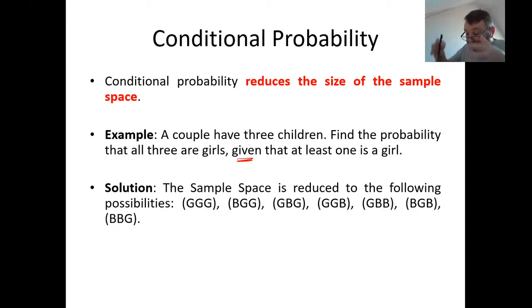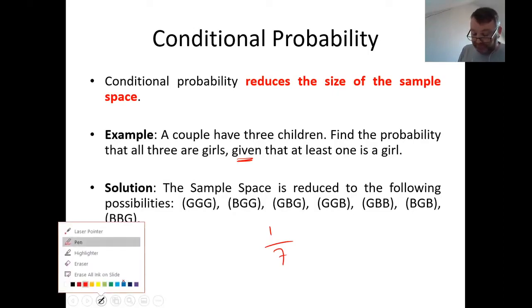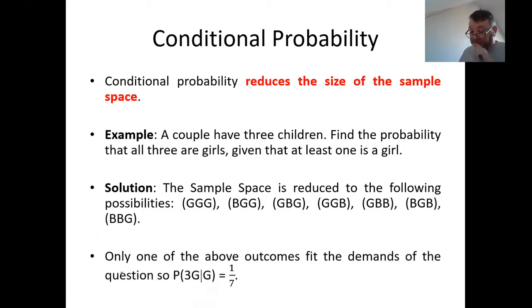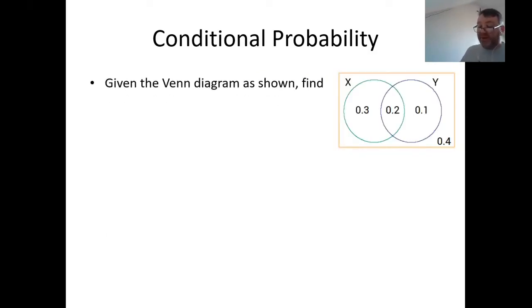So you've reduced it down to just this number. Now, is there anything in common between 3 girls in that set? Yeah, it's there once. So therefore, out of 1, 2, 3, 4, 5, 6, out of 7 possibilities, one of those represents the 3 girls. Okay, and that's it. That's how you do your conditional probability. Okay, so only one of the above outcomes fits the demands of the question. So therefore, the probability of having 3 girls, given the fact that there's at least 1 girl, is 1 over 7.